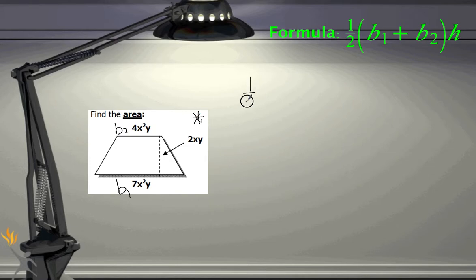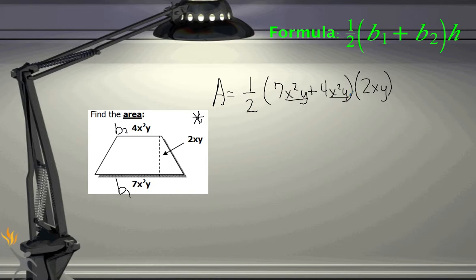So 1/2, base 1 is 7x squared y plus 4x squared y, times 2xy. Now we have all that plugged into our formula, and we're going to follow the steps to go through it. We start with our order of operations and handle parentheses first. Since these two are exactly the same, I can add them. If they were different, I couldn't do anything with them. But since they're the same, we make 11x squared y. And then we'll move everything down: 1/2 times 2xy.